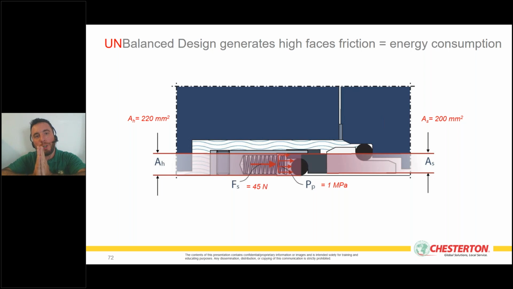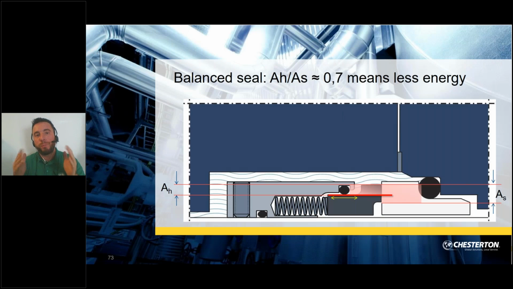There is too much compression between the black face and the white face. So that excessive friction will generate excessive heat, excessive energy consumption. This seal will, by the way, wear out quicker. So what's the trick? We want to offer a balanced design. It means to design the seal in a more appropriate way that we will see in the next slide, in order to reduce the surface where the process pressure acts to compress the faces.